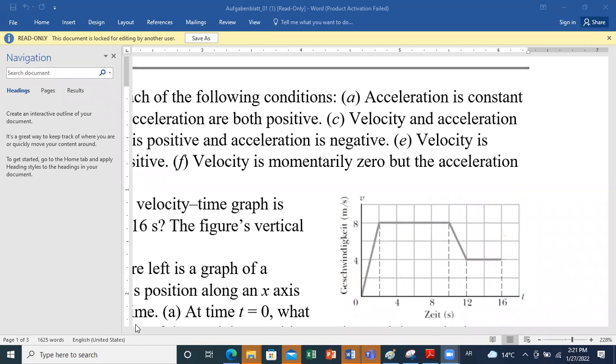So these problems are relatively simple. And let us continue.